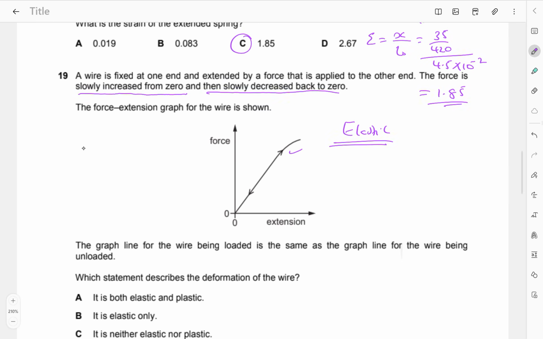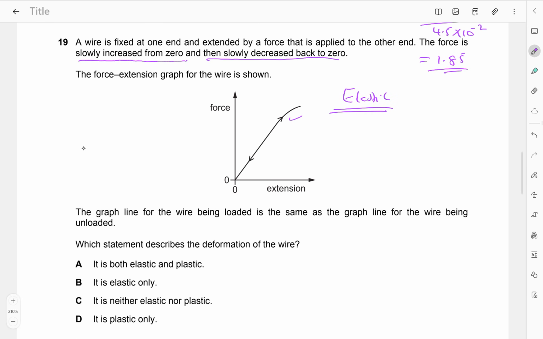So let's see the answers here. The graph line for the wire being loaded is the same as the graph line for the wire being unloaded. So it means this is only elastic deformation. Which statement describes the deformation of the wire? And I've said it is only elastic. If it was both elastic and plastic, when the deforming force is removed, there will be an extension remaining. If it was plastic only, then when the deforming force is removed, the wire will just retain the whole new extension.